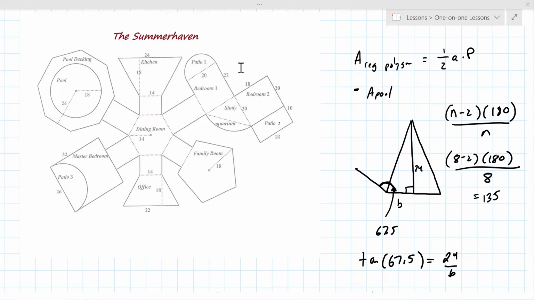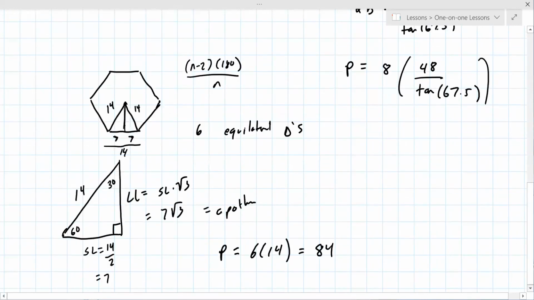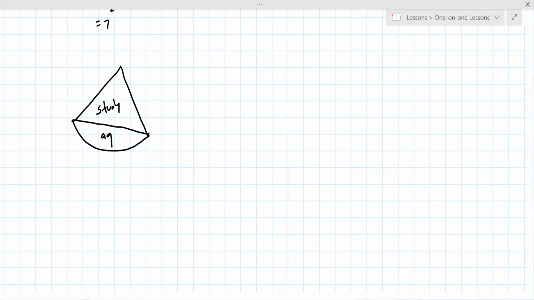Okay. So now let's talk about the study and the aquarium. We have this sector like this, and this is the study, and this is the aquarium. Is that okay? All right. So the angle here, I haven't drawn it real well, but if you look back at the image, it really looks like it's a 90-degree angle, although it doesn't say, and your instructor probably should say.